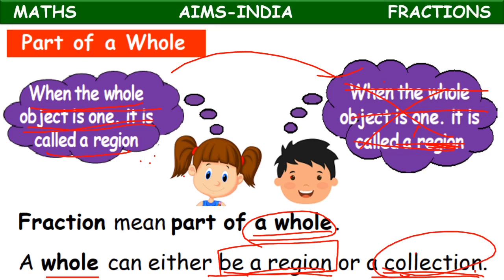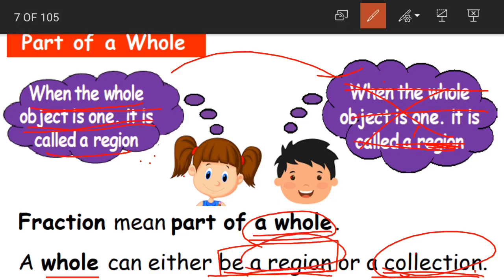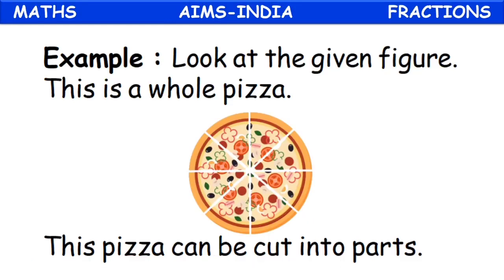What does collection mean? Collection means a group of two or more items. So when we have two or more items which are to be distributed, then that whole is called a collection. Understood, right? Region is the single birthday cake which is distributed among people, and collection is the birthday chocolates that you take and go to distribute among the people.